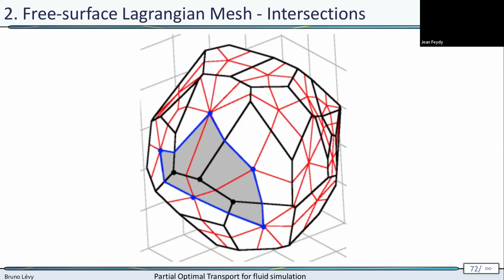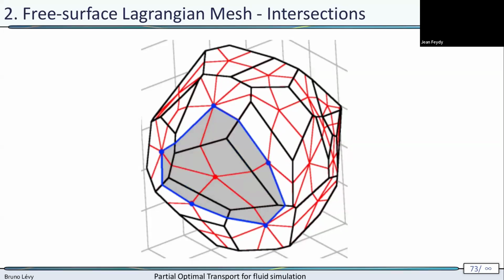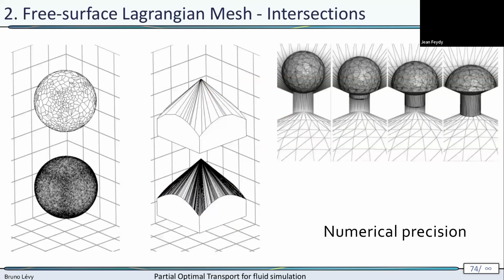In fact, it digs a hole in the triangulation, because these points are triangles in the triangulation. You dig a hole, then you create a new vertex that corresponds to the clipping plane, connect it to all the points here, and this defines the clipping operation.